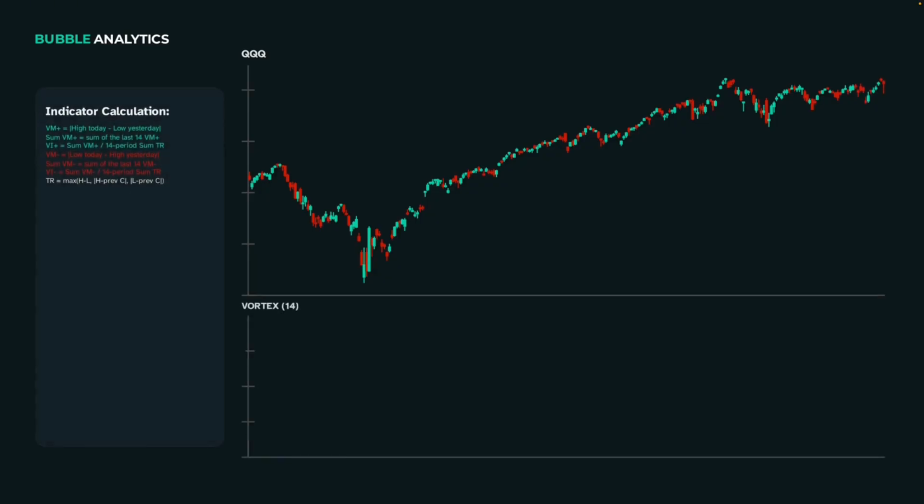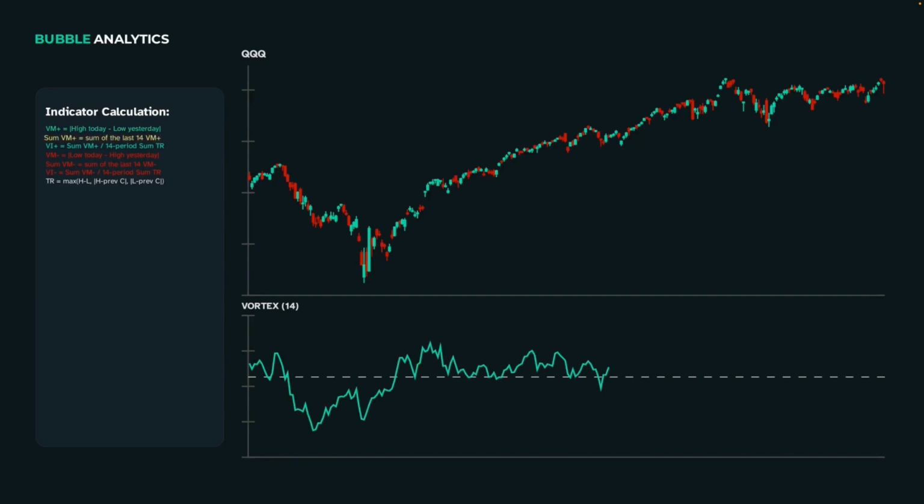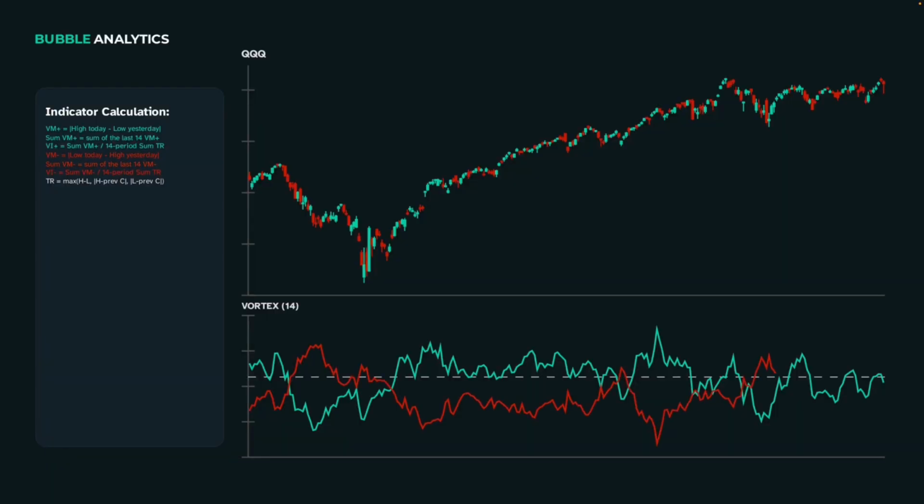So for positive, that would be today's high minus yesterday's low. We take the last 14 values, add them together, and then divide that by the 14-period sum of true range. And for negative vortex movement, that would be today's low minus yesterday's high, add the last 14 values together and then divide that by the 14-period sum of true range. And true range itself would be the maximum value of today's high minus today's low, or today's high minus yesterday's close, or today's low minus yesterday's close.